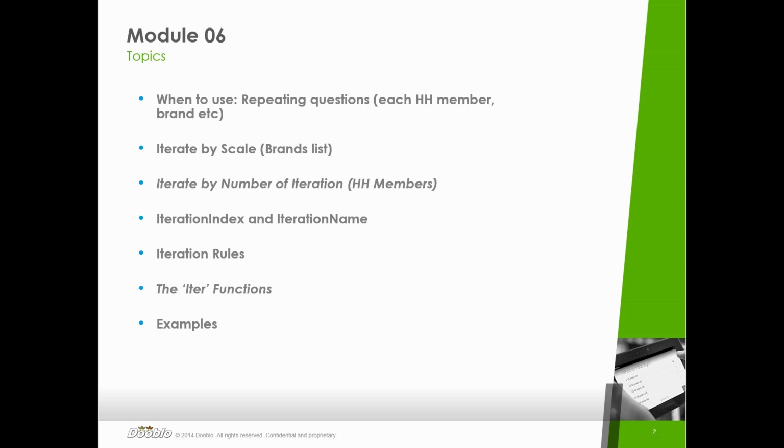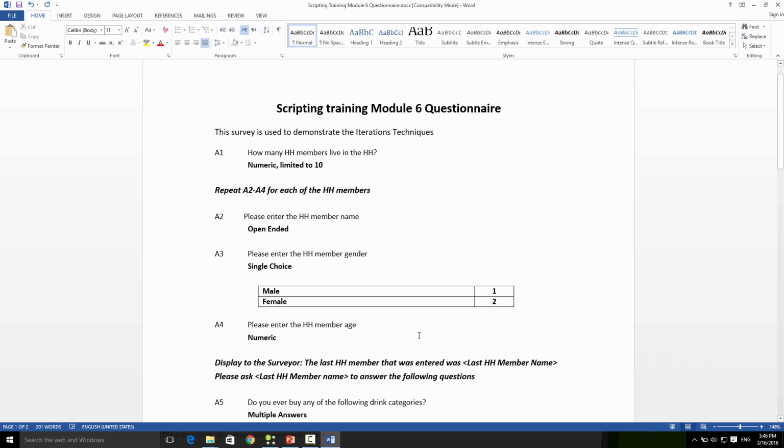As we've done in previous modules, we will demonstrate it by looking at a small sample survey. So let's look at the survey and the script. Let's start looking at the questionnaire and see how we would implement it in our script using iterations. The first question asks how many household members live in the household, and it is defined as a numeric, of course, and the questionnaire instructs us to limit it to a maximum of 10.